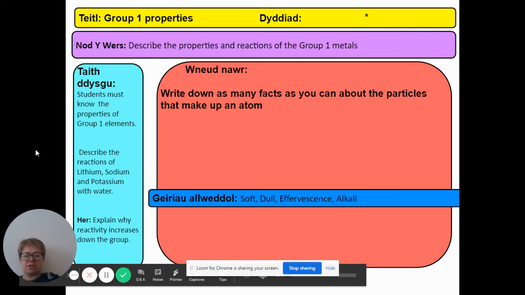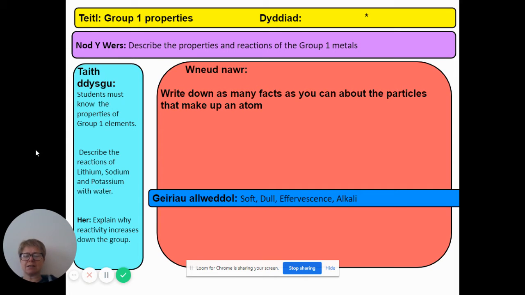Your keywords there: soft, dull, effervescence, which means fizzing, and alkali. You've probably heard of acids. Alkalis are another group of chemicals. Write down as many facts as you can about the particles that make up the atom. Video can be paused now while you do that.